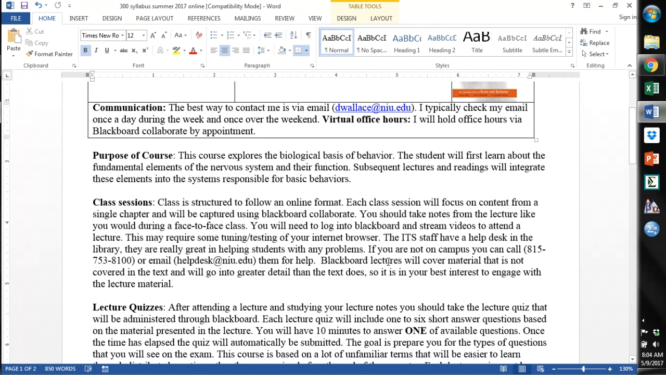Some of the Blackboard lectures will cover material that's not covered in the textbook, and we'll go into a little bit more detail than the textbook does. So it's in your best interest to engage with the lecture material. Now, if there's something you don't understand in the lecture material, you could always consult the textbook as a reference. I think that's a really good strategy.